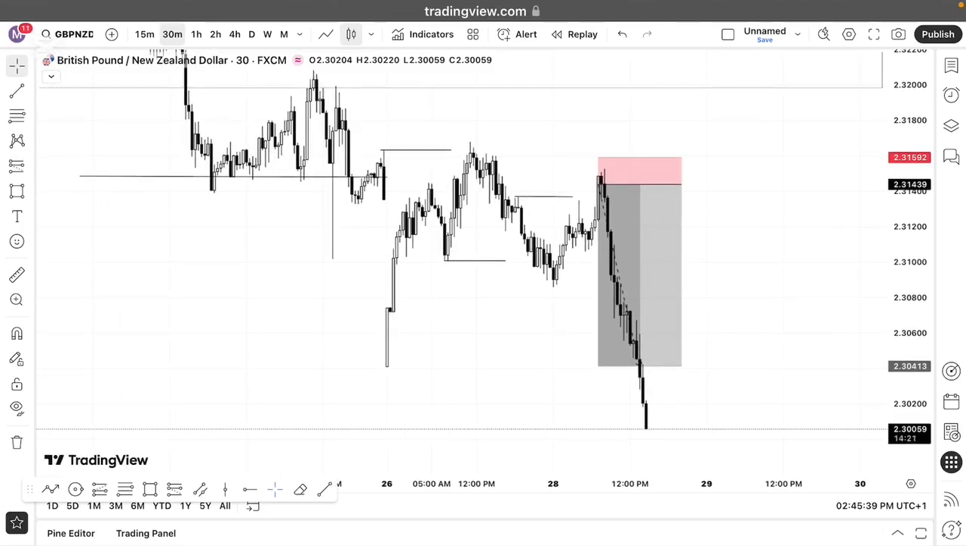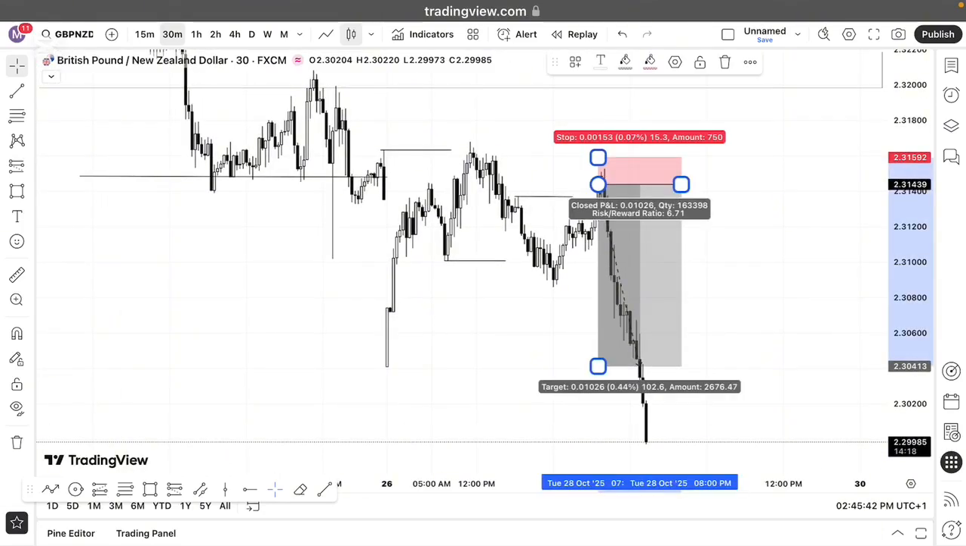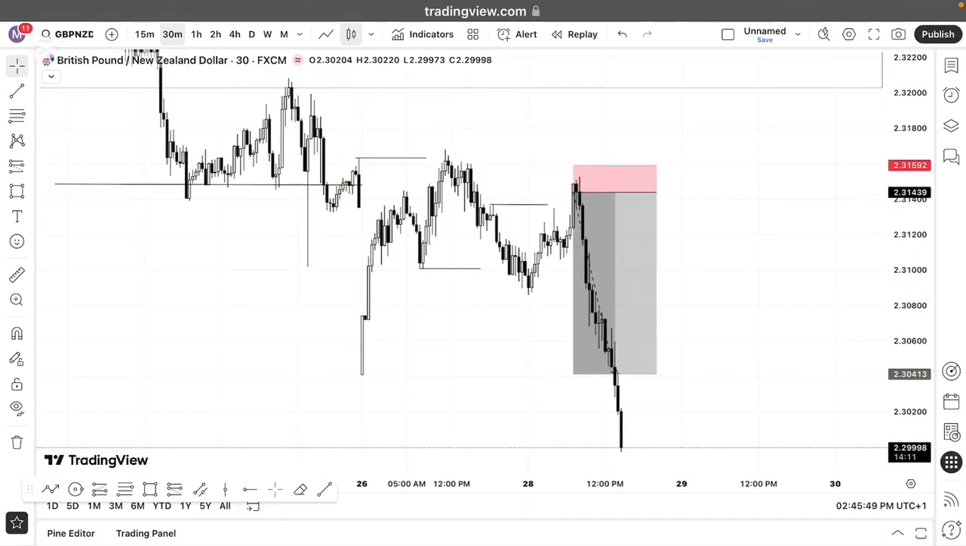Let me show you a quick recap on how I managed to secure this 1 to 6 RR on GBPNZD. Let me not waste your time, let me go straight to the point.